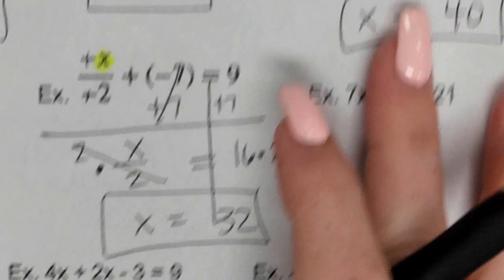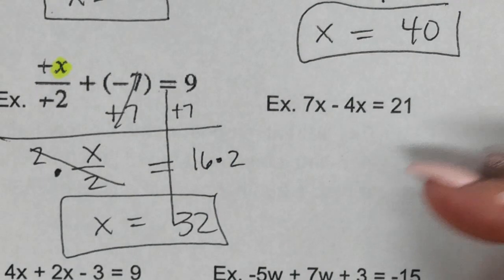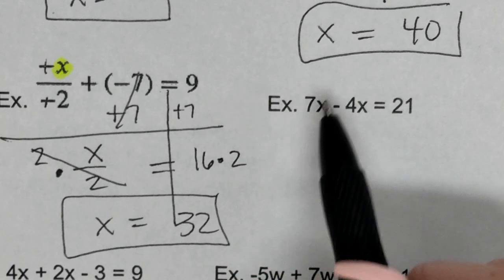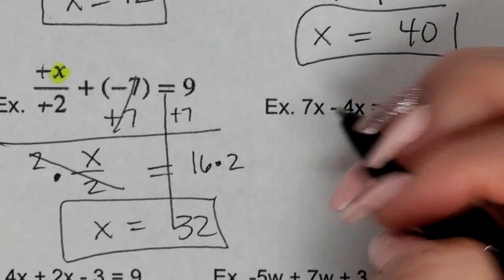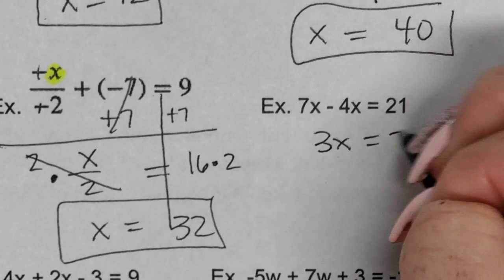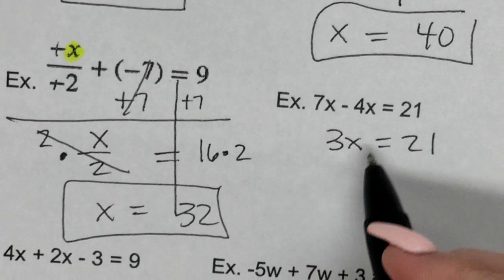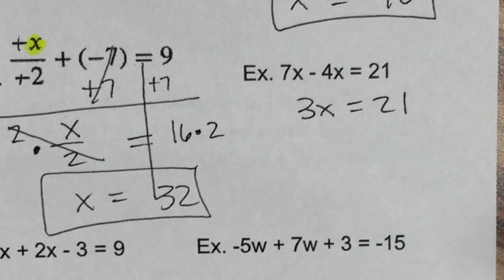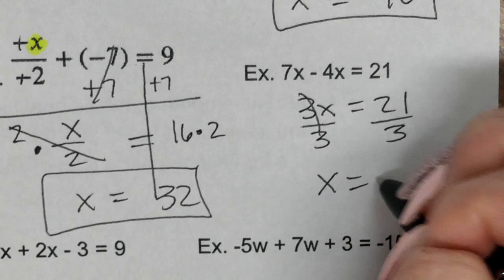Okay, on these last ones, what's the only thing that's different? There's some like terms. So you might have to skip other steps. Like, do you even see a constant on the left? No. So you won't do the step for the constant. So I can combine, what's 7x minus 4x? 3x equals 21. Notice there's no constant. So I don't need to do the adding or subtracting step. I just need to get rid of the 3. And the 3 is being multiplied by x. So to get rid of it, I divide by 3. And 21 divided by 3 is 7.